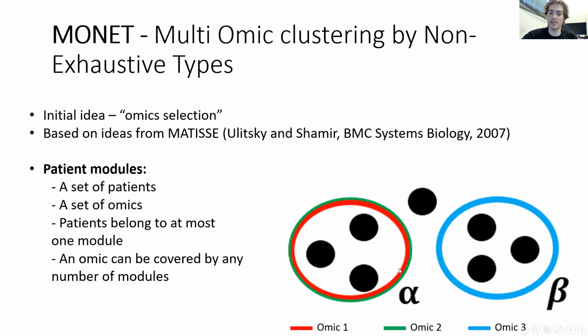And what this means is that these three samples are only similar to one another in the red and in the green omic. Here we see another example of a module, module beta. It also has three different patients, and they are only similar to one another in terms of the blue omic. A patient sample can only appear at one module, at most at one module, but an omic can cover any number of modules. So this module beta could have also been covered by the red omic, for example.